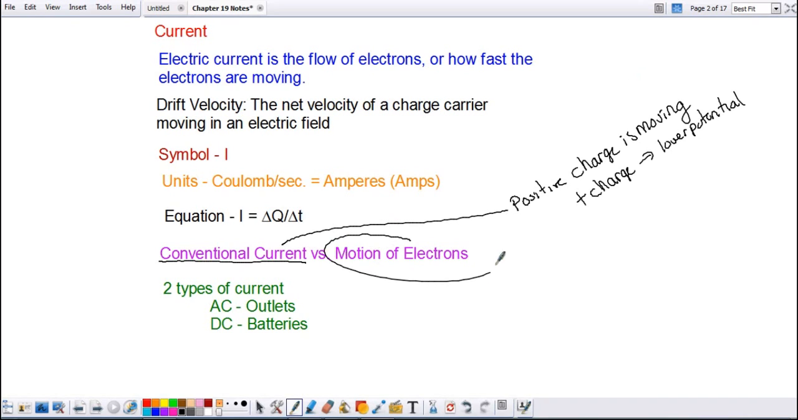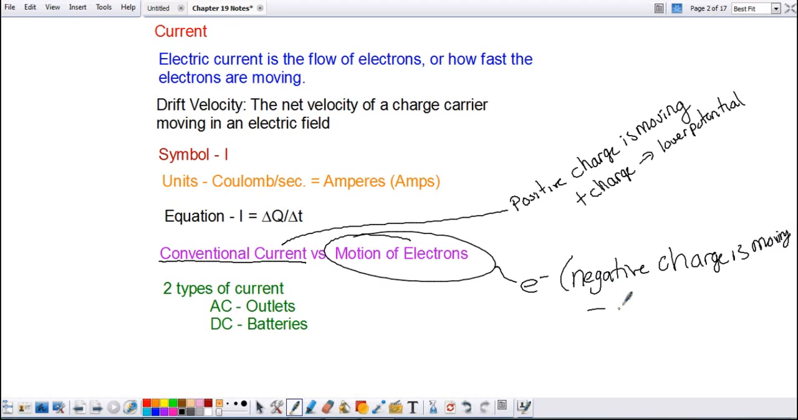Some other books have started going to the actual motion of the electrons, and what we just looked at here is that the electrons, okay, or the negative charge is the one that's moving. And so that means the negative charge goes towards the higher potential.